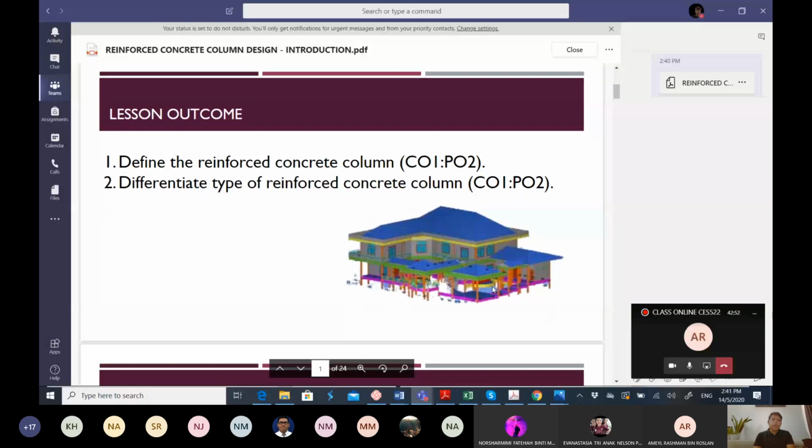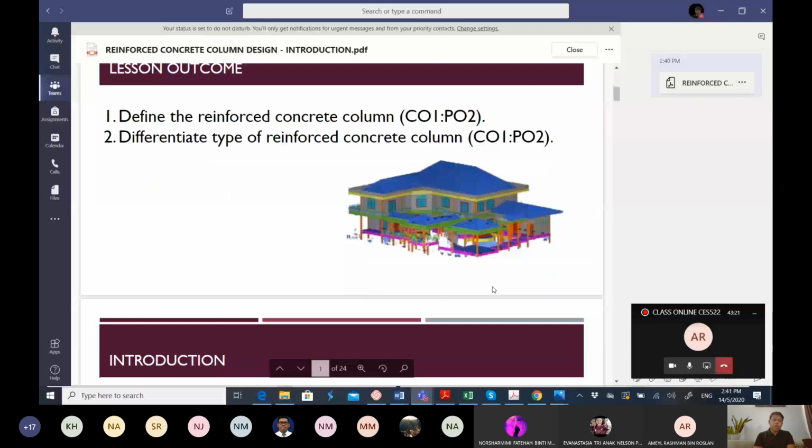Okay, so at the end of this lesson, you should know how to define the reinforced concrete column. We have a few types of reinforced concrete column that we're going to learn and to design, and then differentiate types of the reinforced concrete column. We have a short column and a slender column, based on the height of the column. Then we have two types, which are the uniaxial and biaxial column. We will have a look at what a uniaxial column is and what a biaxial column is.